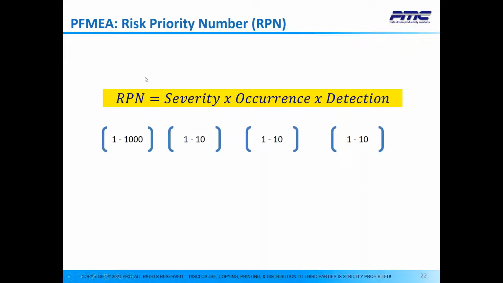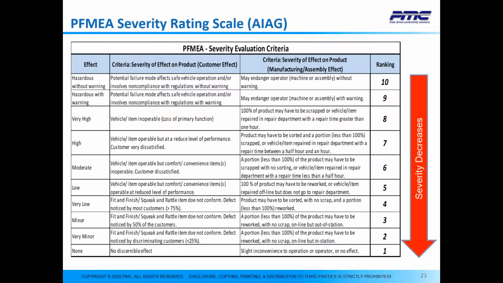So if a failure mode or cause of a failure mode has a severity of 10, occurrence of 10, and detection of 10, that means it's 1,000. So that's the maximum number it can actually be. And this is, again, as I mentioned before, the way to quantify the risk with each of the failure modes or the causes of the failure modes. These are the tables that I mentioned earlier.